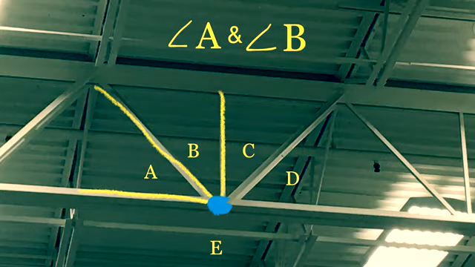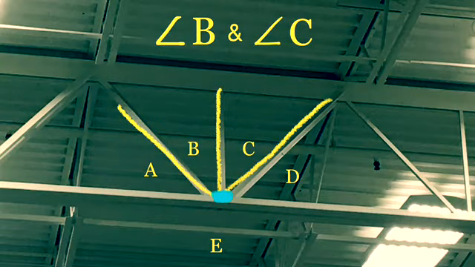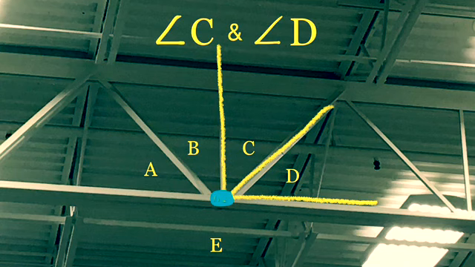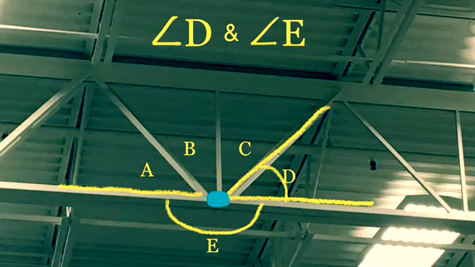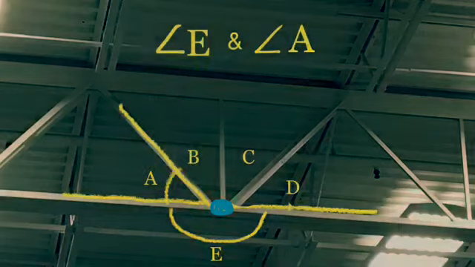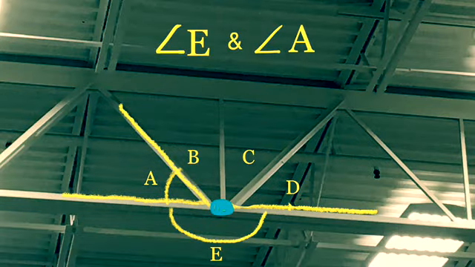Angles A and B are adjacent. Angles B and C are adjacent. Angles C and D are adjacent. Angles D and E are adjacent. And angle E and angle A are adjacent angles.